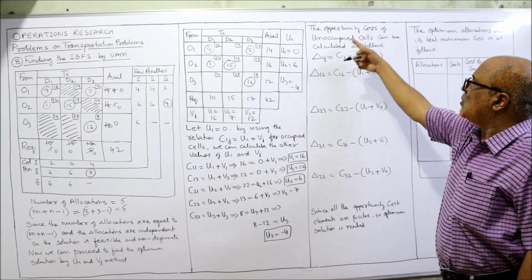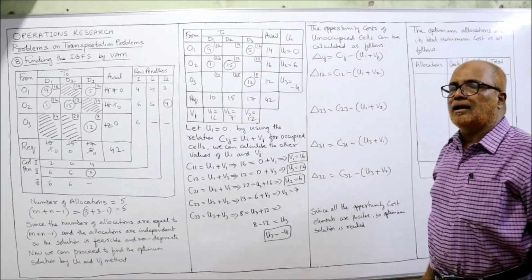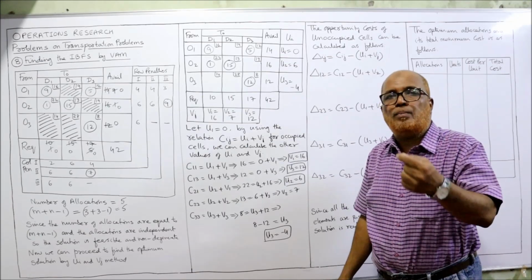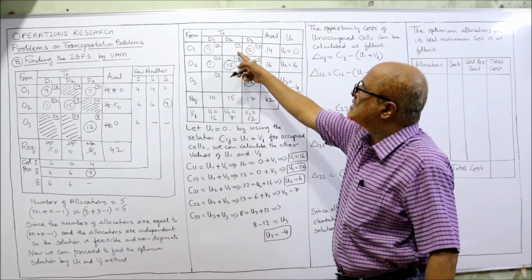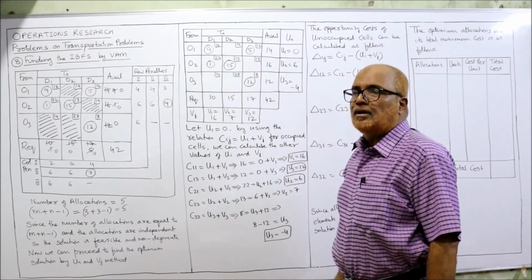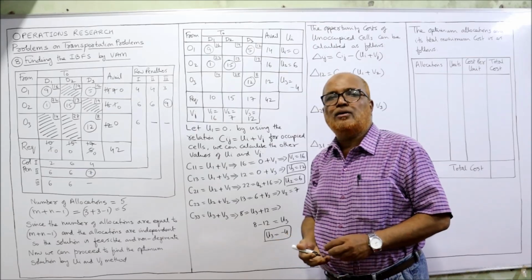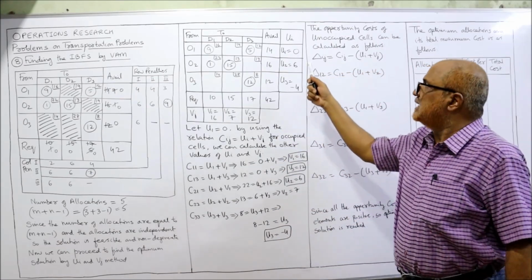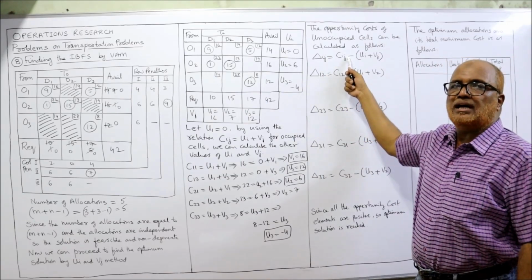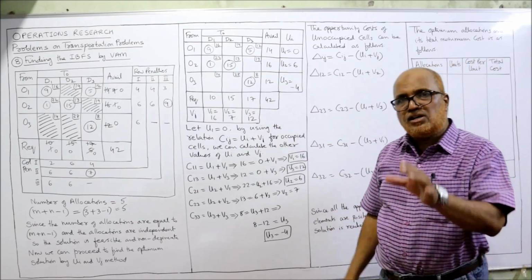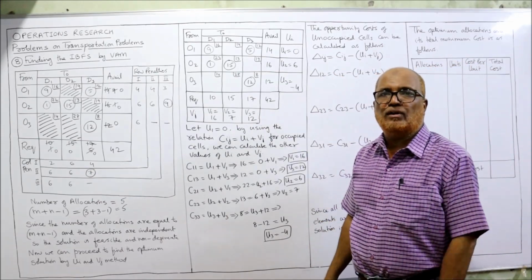Now the opportunity cost of unoccupied cells can be calculated. The final step is we have to find out what is the opportunity cost of the unoccupied cell. These are the unoccupied cells, 1, 2, 3, 4. How to find out? The formula is delta ij is equal to Cij minus (Ui plus Vj). This delta ij is the opportunity cost. That's what we have to find out.